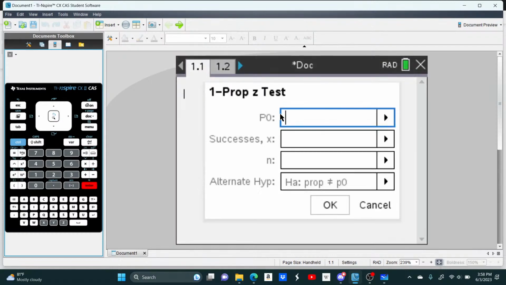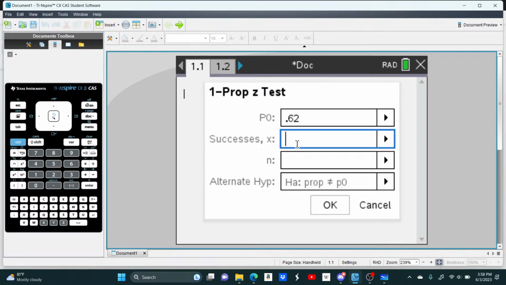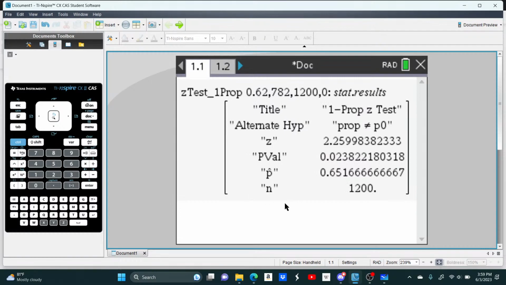So this is supposed to be like p naught, like our initial, like our null hypothesis, which we said was 0.62. We had 782 people agree with the statement, so that's our number of successes, and then our sample size was 1,200. And then our alternative hypothesis, right, our HA, is that the actual proportion is different than our null hypothesis. That's what we're trying to test if it's true or not. And it gives us this little output here. So here's our title, here's our alternative hypothesis.